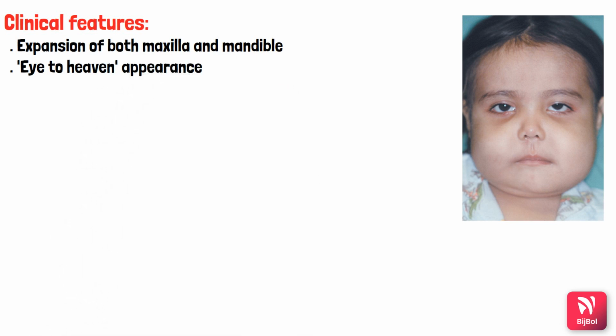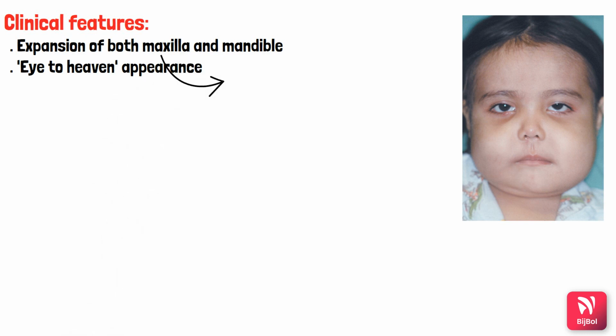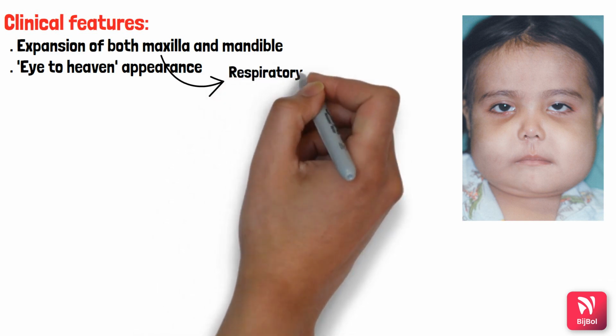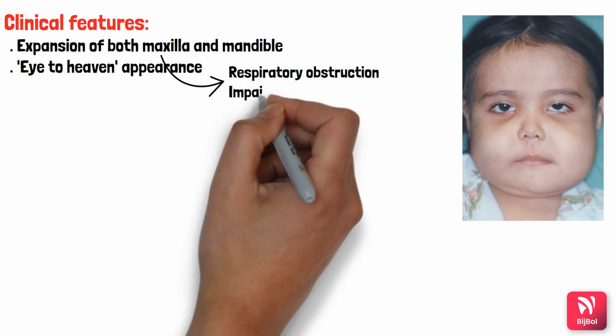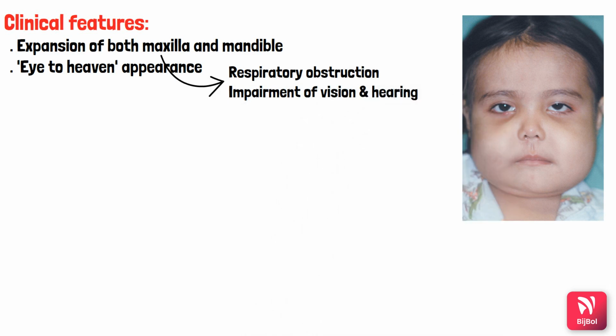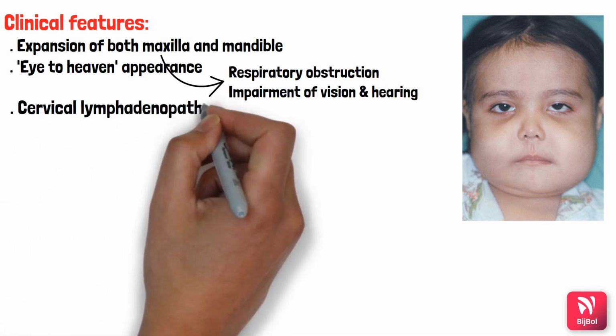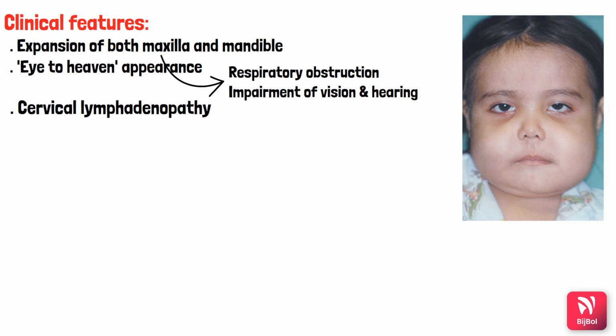seen in cherubism. And because of this expansion of the maxilla, the patient might experience respiratory obstruction, impairment of vision, as well as hearing impairment also can be there. And along with these features, there will be cervical lymphadenopathy also, that is enlargement of the cervical lymph nodes. Altogether, they might give that full moon appearance to the face.